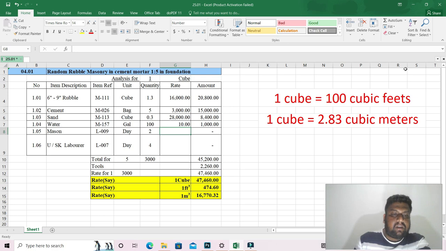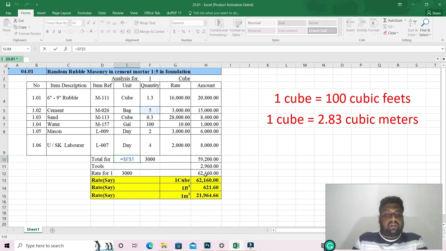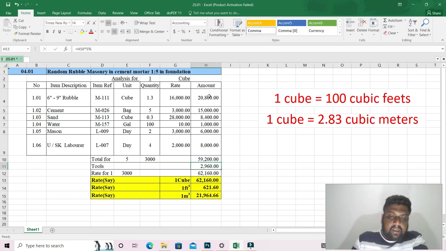What is the cost of day work? In Sri Lanka, it's 3,000 rupees. And unskilled labor, it's 2,000 rupees. Then the summation of all the items, and I put 5% for tools and equipment.